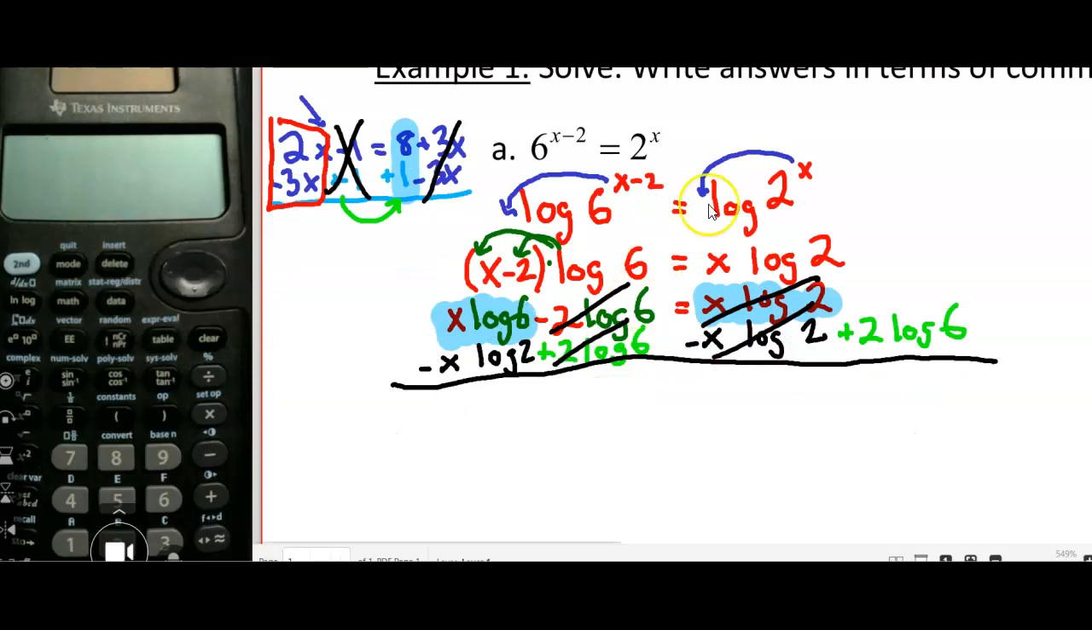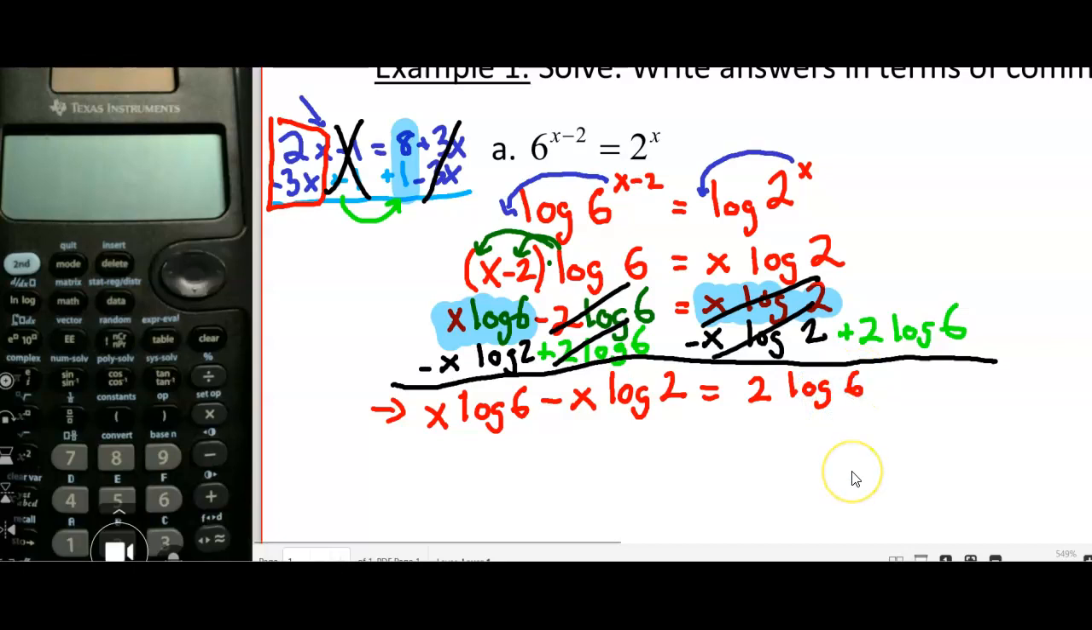So we have x log of 6 minus x log of 2. I just rewrote these horizontally, so I didn't combine anything yet. The right-hand side was 0, so I just have the number 2 times the log of 6.